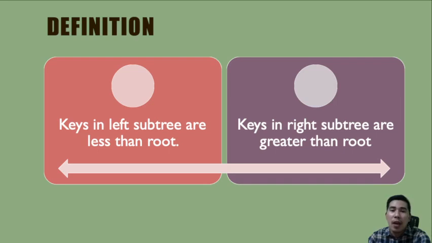Allow me to use my pen. So let's say, for instance, right here, the nodes in the left subtree must be less than their parent node or root node, and then the root node must be less than its right subtree or right node. So that's the BST property, and it must always maintain that property.